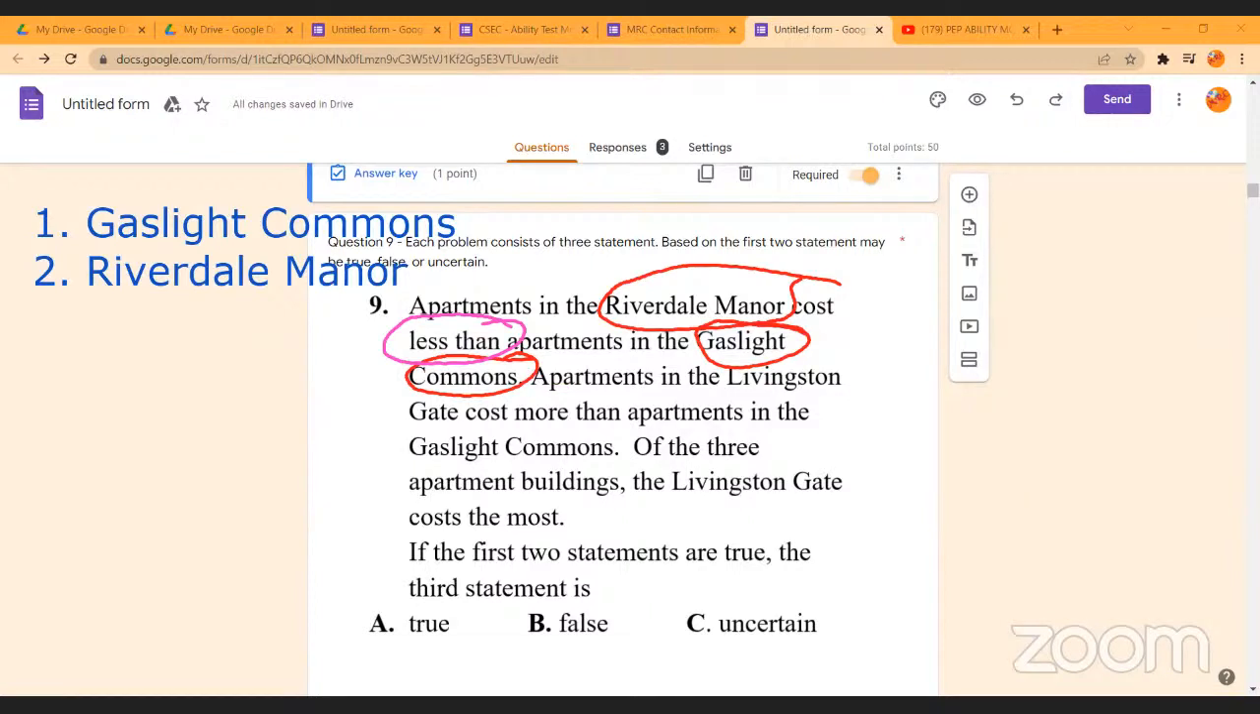Living... things... Wingate... Living... Gate costs more than apartments in the Gaslight Commons. Is it Commerce or Commons? Commons. All right, you make a little mistake, but you can go and collect.